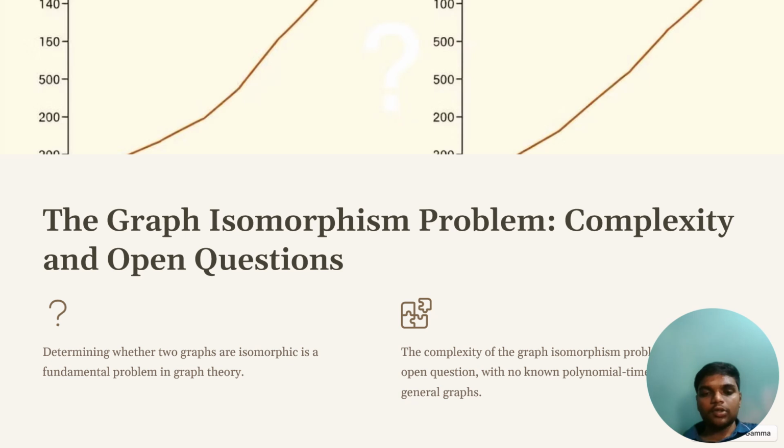Formal definition of graph isomorphism. Let G1 equal V1 comma E1. A graph isomorphism is a bijective function f from V1 to V2 such that if u, v belongs to E1, then f of u, f of v belongs to E2. The key idea is that graph isomorphism doesn't care about the labels of vertices or edges. It's about the underlying structure of how the vertices are connected.